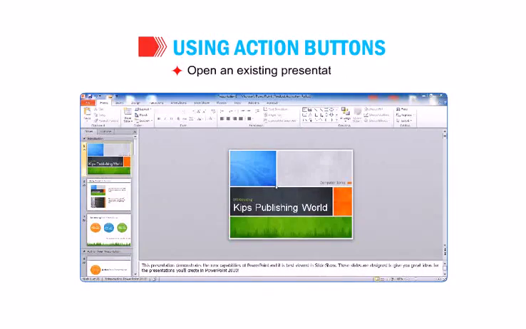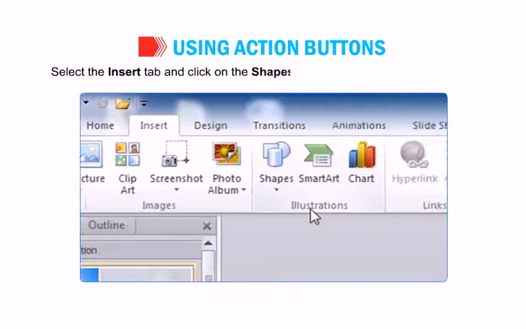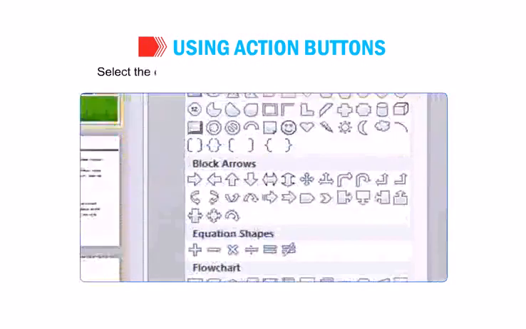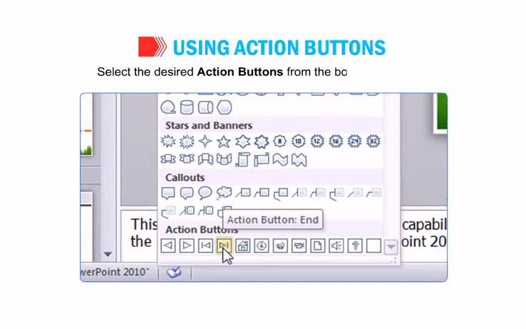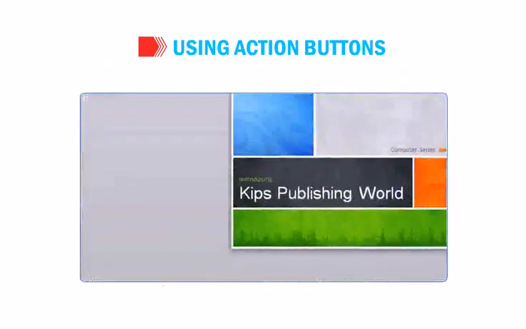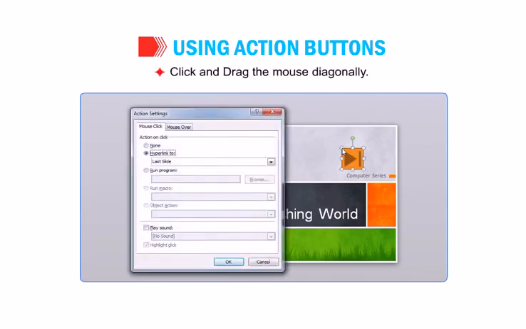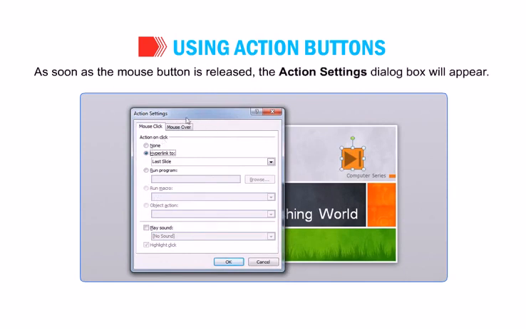Open an existing presentation. Select the Insert tab and click on the Shapes down arrow in the Illustrations group. Select the desired action button from the bottom of the list. For example, click the Action Button: End option. The mouse pointer will change into a plus shape. Click and drag the mouse diagonally. As soon as the mouse button is released, the Action Settings dialog box will appear.